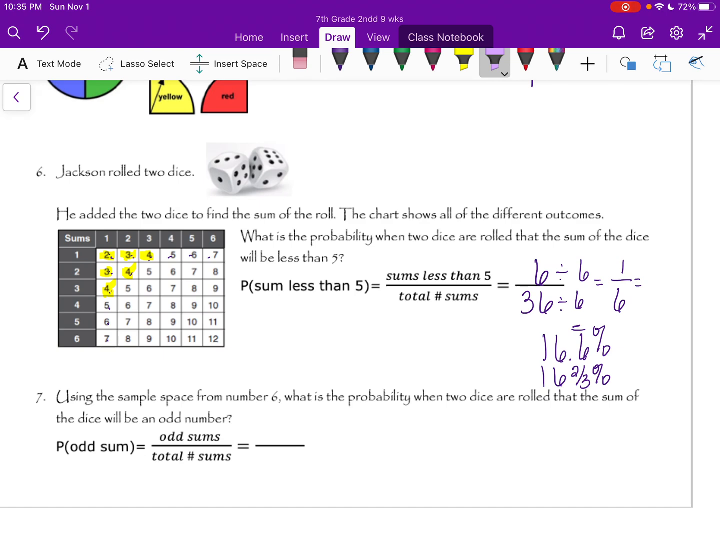So it says using a sample space from number 6, it says what is the probability when 2 dice are rolled that the sum of the dice will be an odd number? Okay, so I'm going to use a different highlighter, and we're going to look at all the sums that are odd. So remember 3s, 5s, 7s, 9s. 1, 3, 5, 7, 9s in the ones place will give or are the odd numbers. So we're going to highlight all the odd numbers in purple. Makes me wonder if it's going to be like a 50-50 because it's like even and odds, right? I don't know. I wonder. Let's find out.